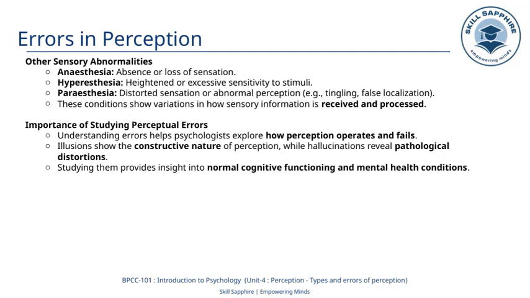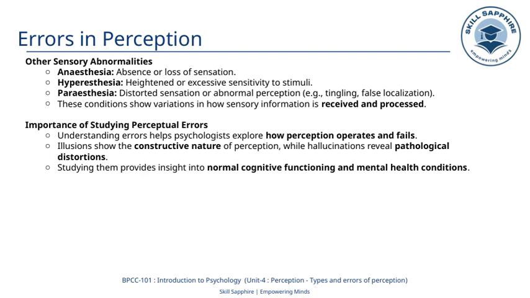Now, let's look at some other sensory abnormalities that can occur. One such condition is anesthesia, which refers to the absence or complete loss of sensation. When someone experiences anesthesia, they simply don't feel anything in the affected area. On the other hand, hyperesthesia is almost the opposite. It involves heightened or excessive sensitivity to stimuli. People with hyperesthesia might find normal sensations painfully intense or overwhelming.